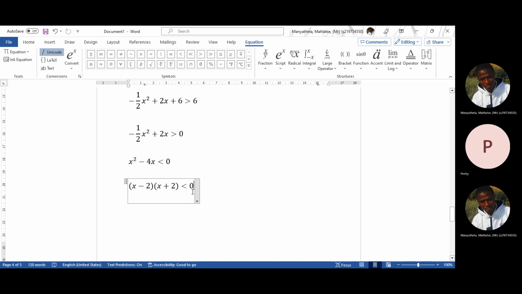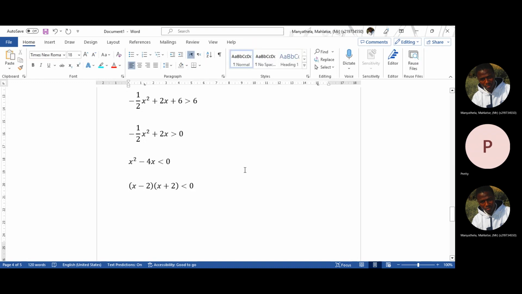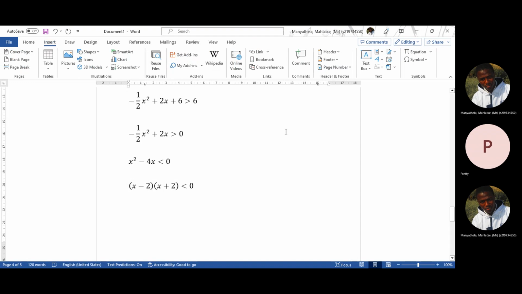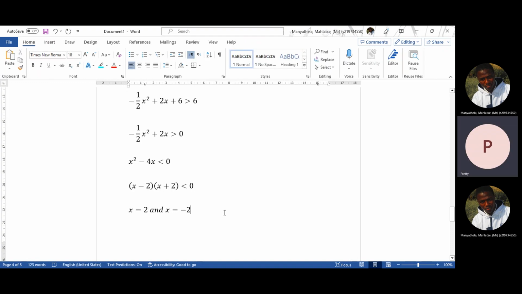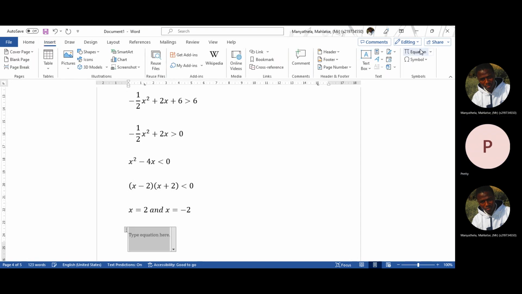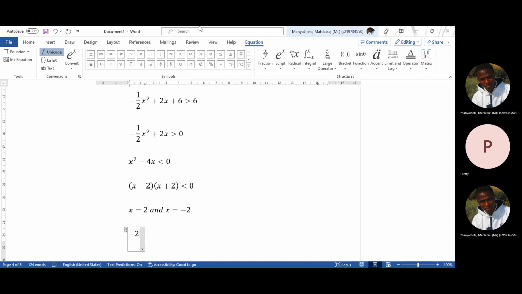Because we have less than, the answer lies in between, the minimum value. The first thing we do is find the critical values: x equal to 2 and x equal to negative 2. So these are your critical values. The negative one is on the left, then the positive one on the right hand side. The less than sign means in between. So we get negative 2 less than x less than 2.